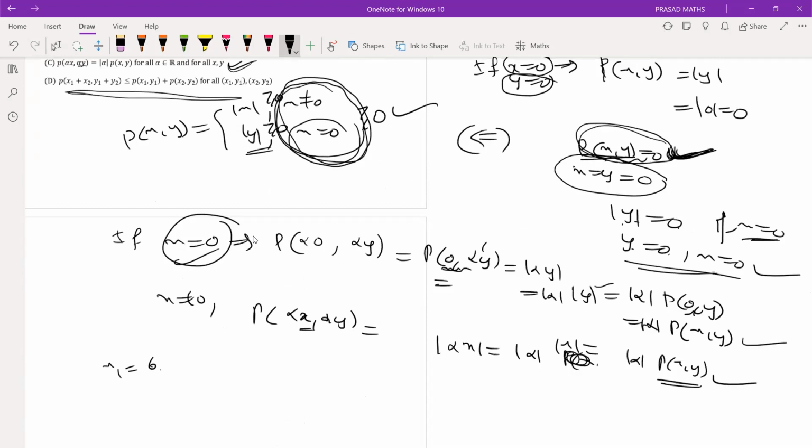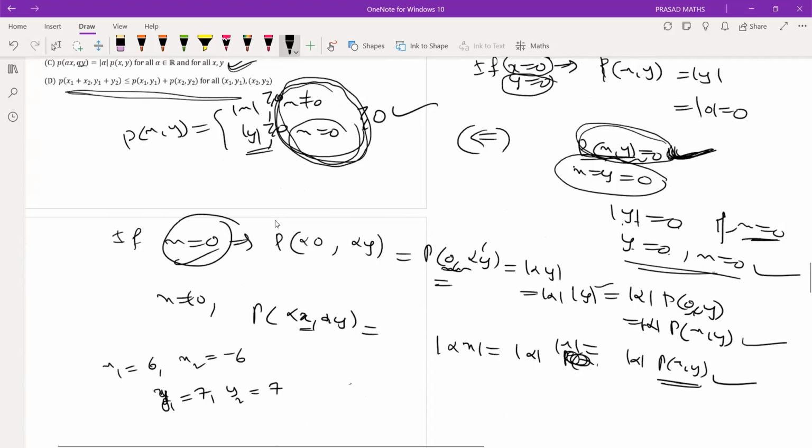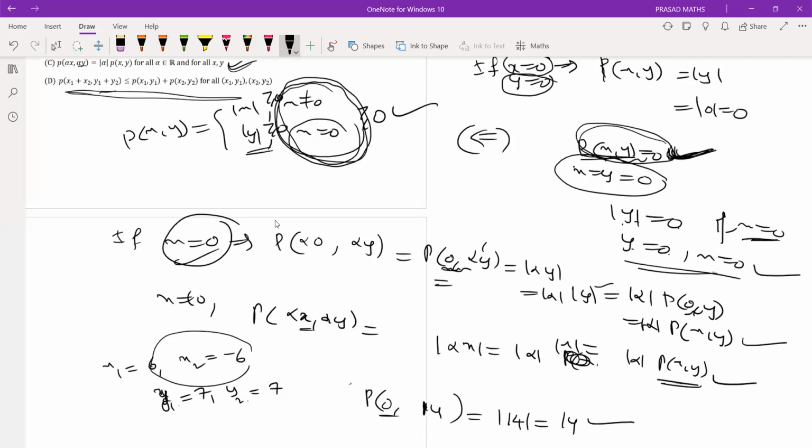So I need to take x1 equals 6, x2 equals minus 6, y1 equals 7, y2 equals 7. What is x1 plus x2? x1 plus x2 is 0. What is y1 plus y2? y1 plus y2 is 14. So p of, whenever x is 0, what is my option? Mod y. So this is mod 14, which is 14. Therefore, the left side is 14.